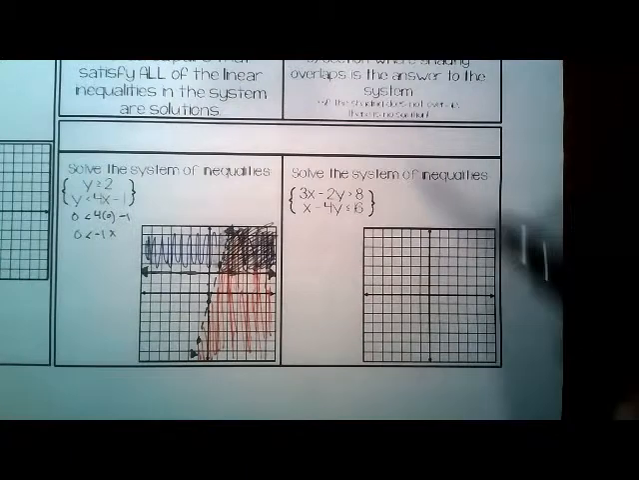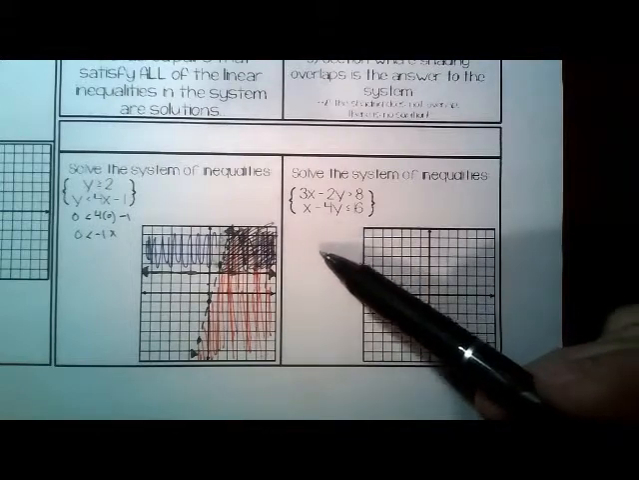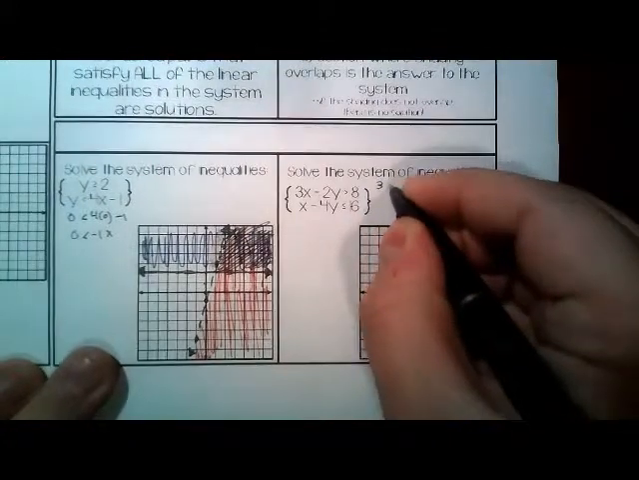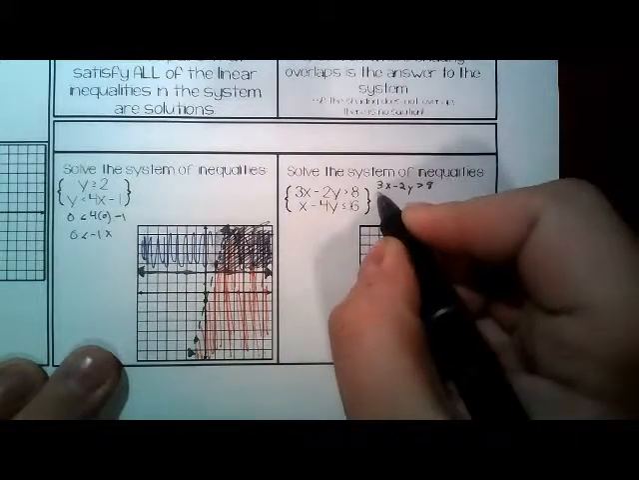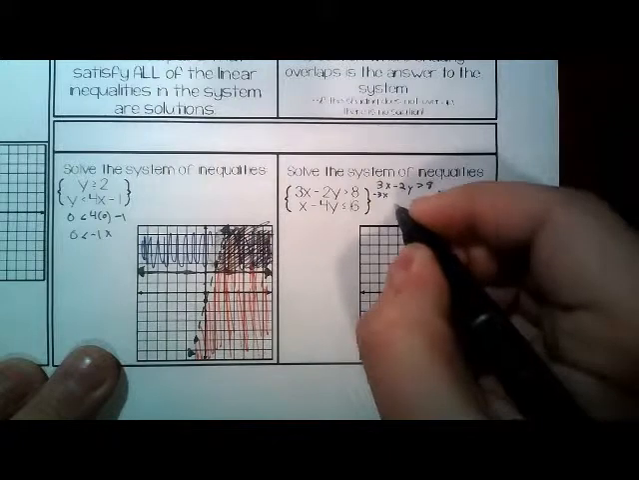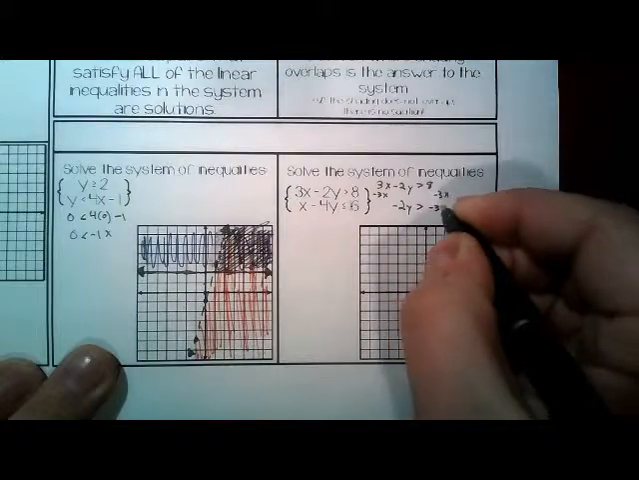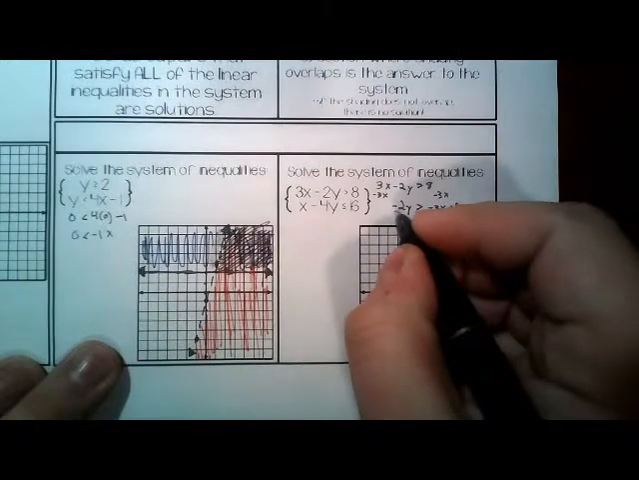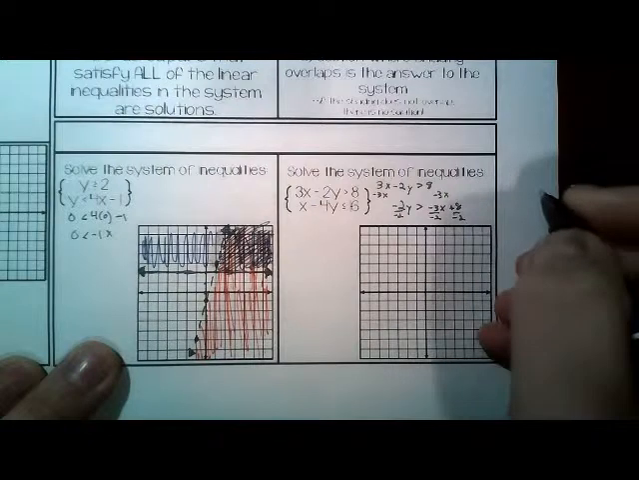As I mentioned previously, the first step is to make sure these are in slope-intercept form, and here they are not, so I want to change that. Let's work with the first equation over here. 3x minus 2y is greater than 8. Subtract 3x from both sides. And I've got negative 2y greater than negative 3x plus 8. Divide everything by negative 2.